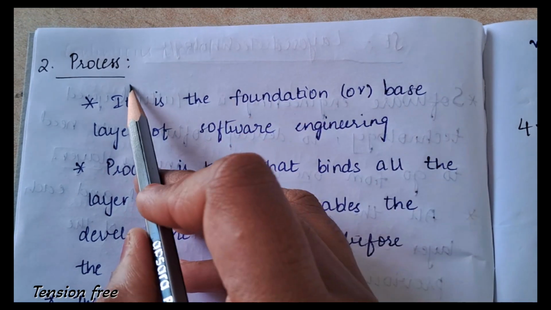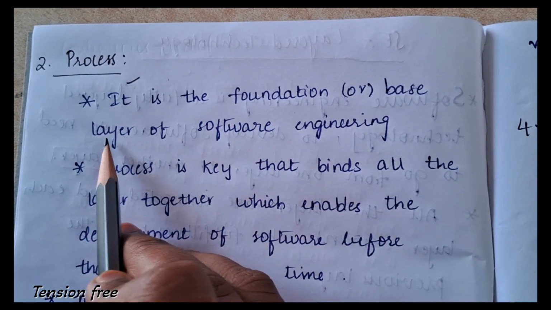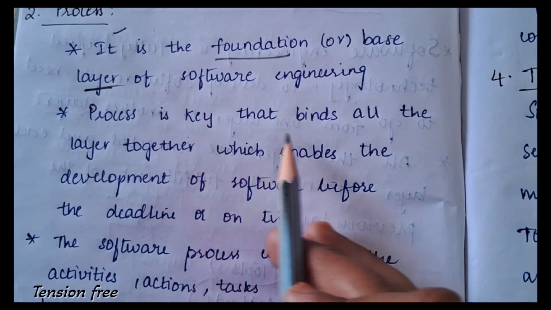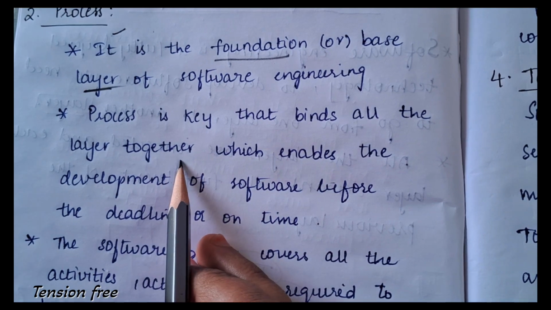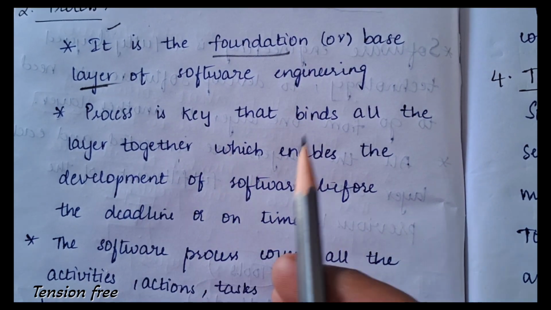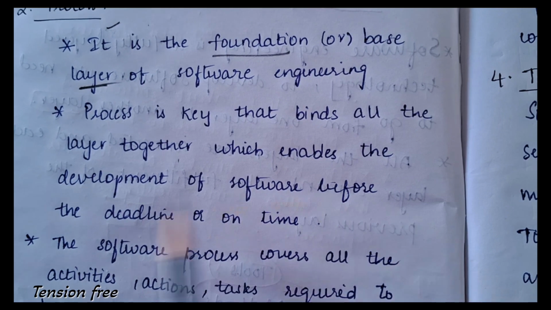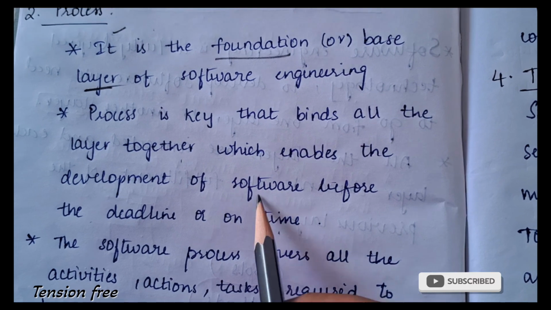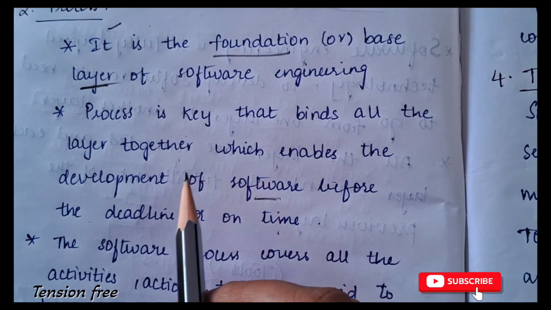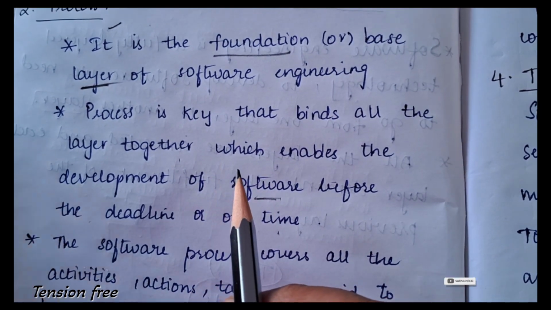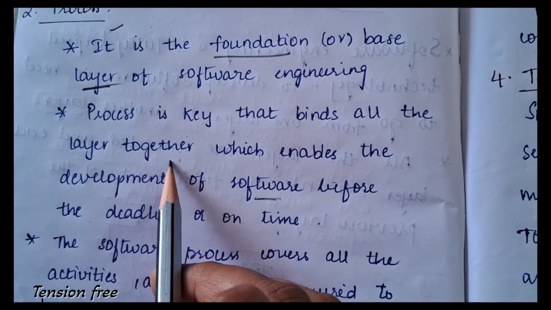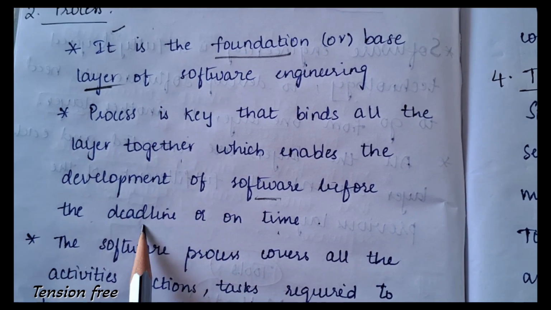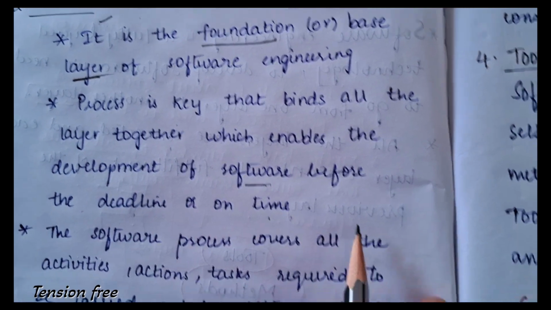Coming into the next layer, that is the process layer. It is the basic layer or the foundation of software engineering. Process is the key that binds all the layers together. It binds all 4 layers together, which enables the development of the software before the deadline or on time. Even for developing software, we have a deadline, so this process key will join all the layers together, and it will make the software before the deadline occurs or on time.